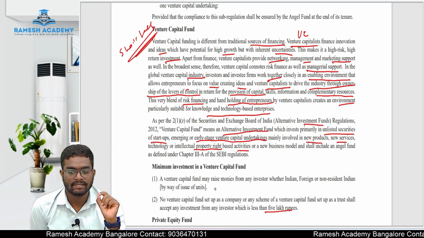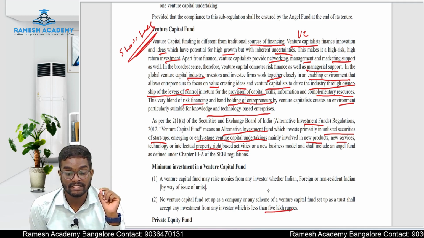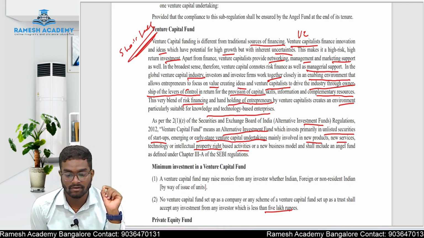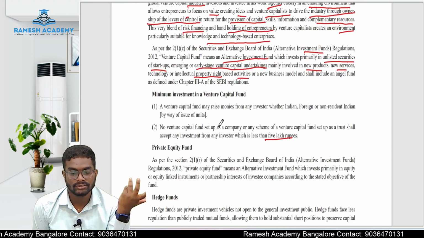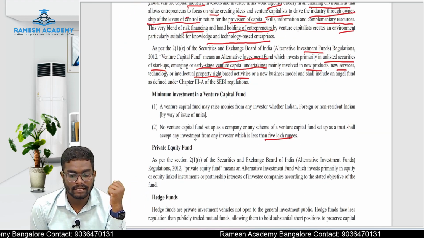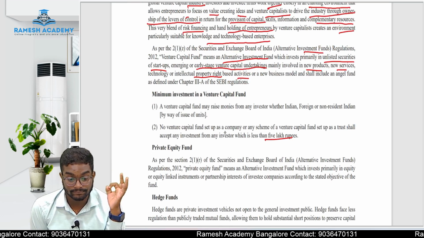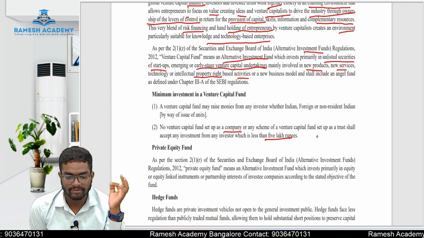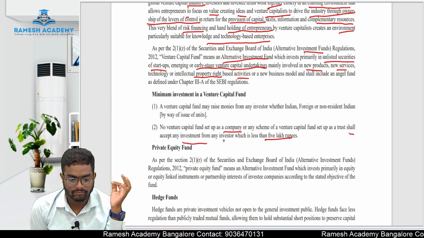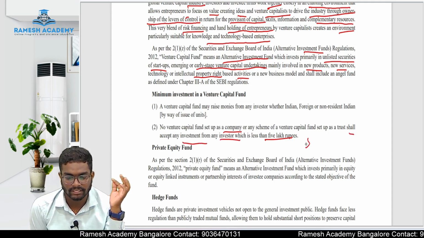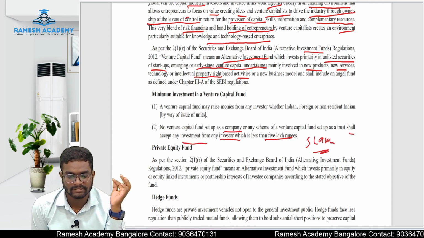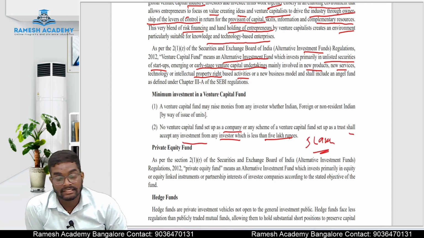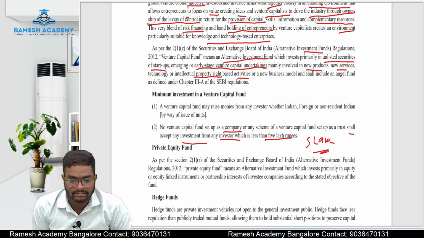A venture capital fund may raise monies from an investor, whether Indian, foreign or non-resident Indian, by issue of units. So it can take from anyone. No venture capital fund set up as a company or any scheme of a venture capital fund shall accept any investment from an investor which is less than 5 lakhs. So at minimum they have to take 5 lakhs in case of a VC. In case of AIF it should be 25 lakhs.